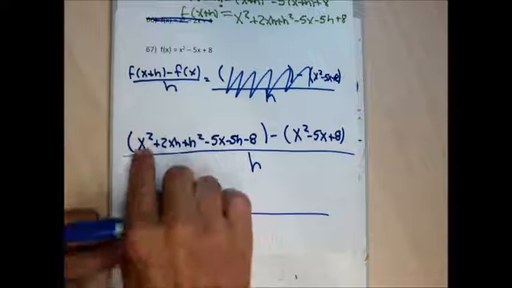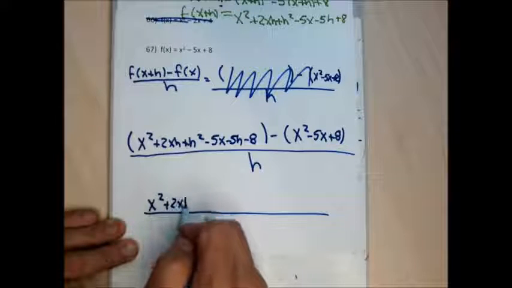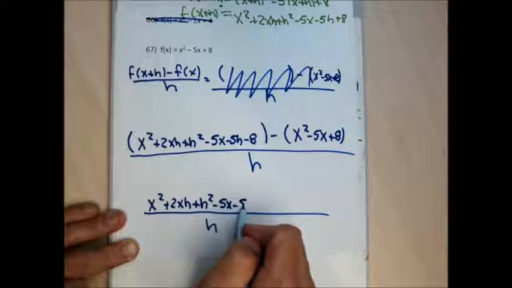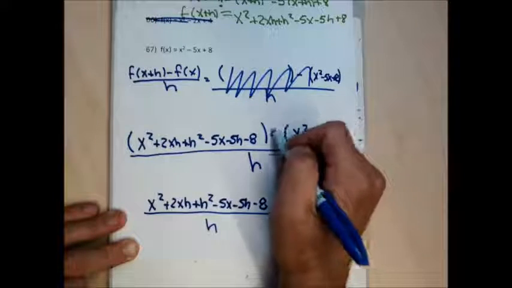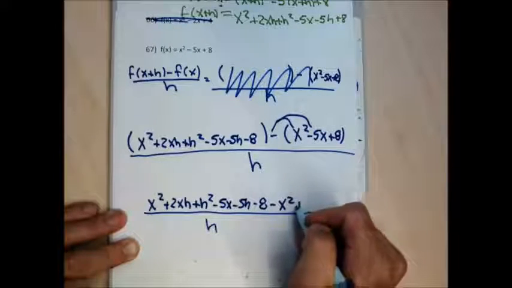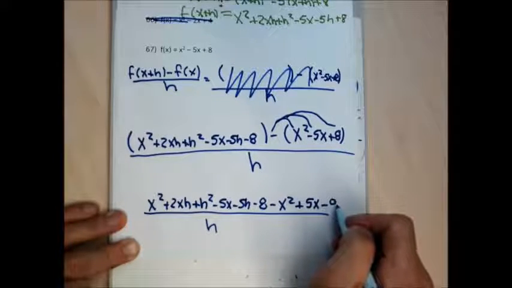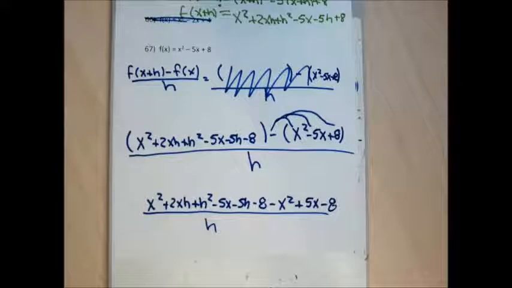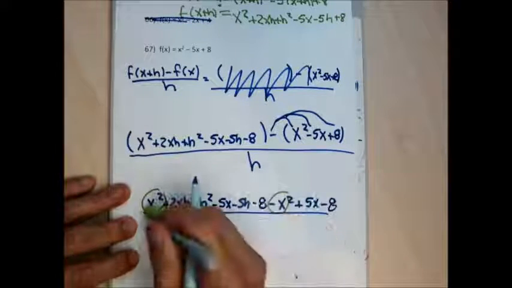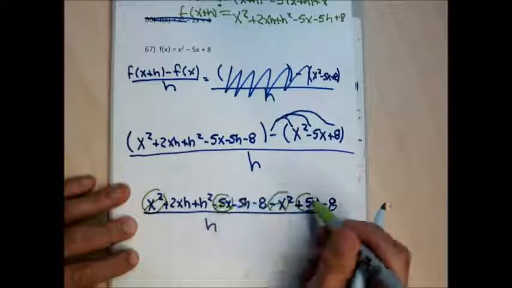Now I'm going to drop the parentheses. First parentheses, I'm just going to leave it completely intact without the parentheses, but no changes are done there. Second parentheses, I get a minus in front of the x squared. The minus flips the sign in front of the 5x to a positive 5x. The minus flips the sign in front of the 8 to a minus 8. Now I'm going to cancel away. This x squared and that minus x squared cancel. This minus 5x and this positive 5x cancel.